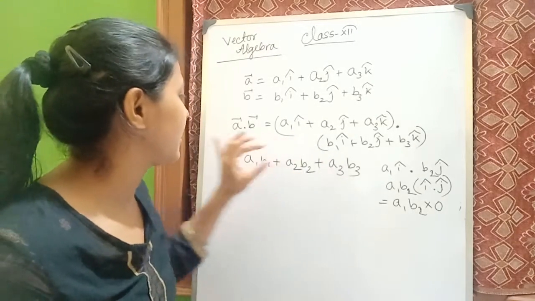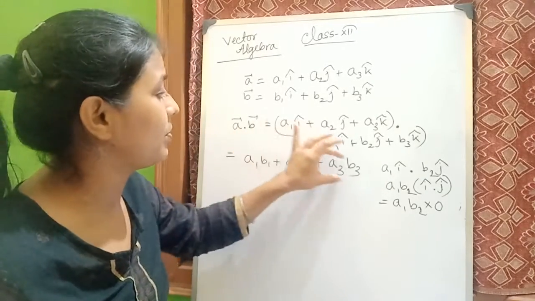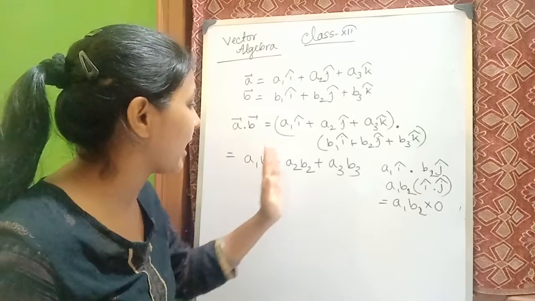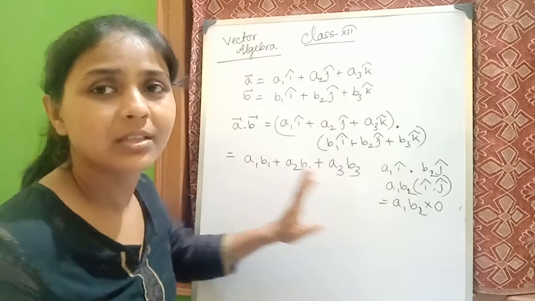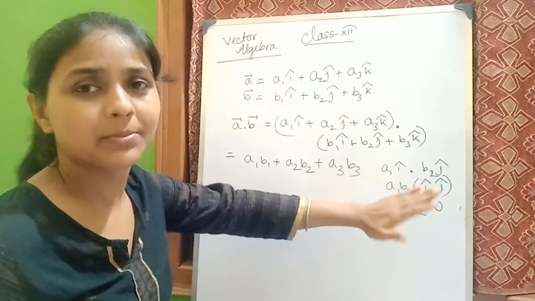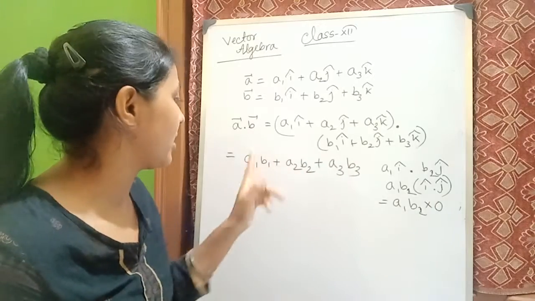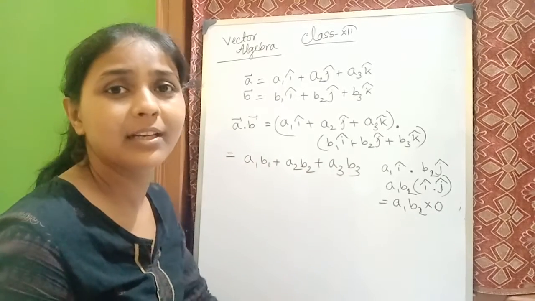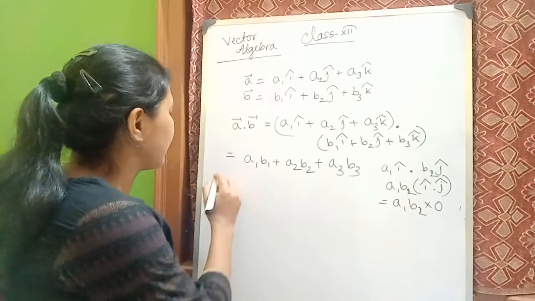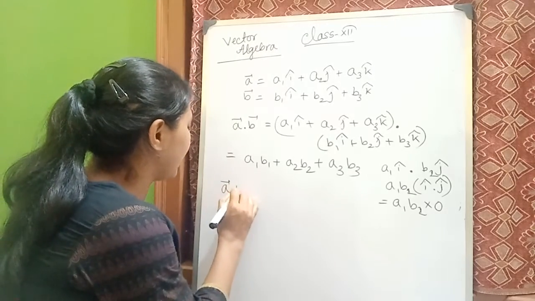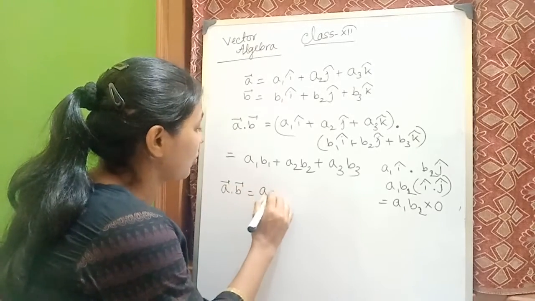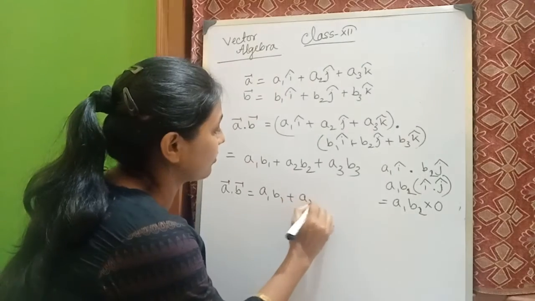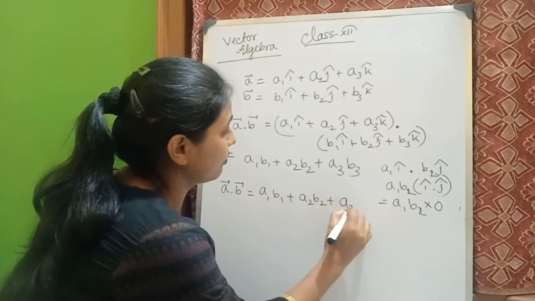The rest of the terms, that is A1 B1 plus A2 B2 plus A3 B3, have the multiplier 1, and this I have just erased. The first one is 1, so this is the final calculation. That means I'm writing it again because this is also a formula for the dot product of two vectors.